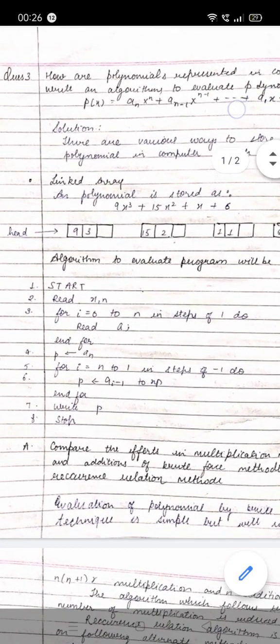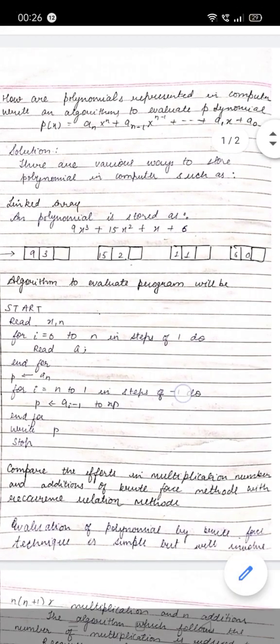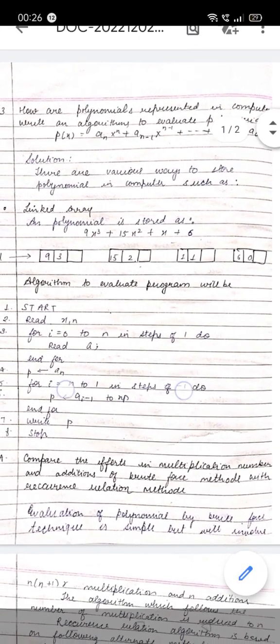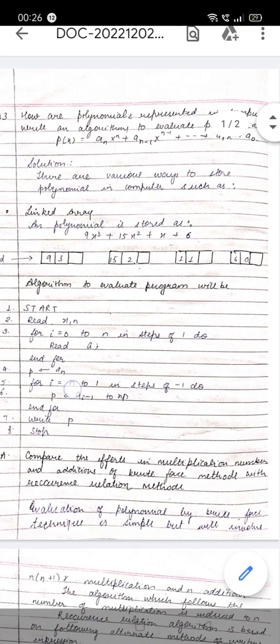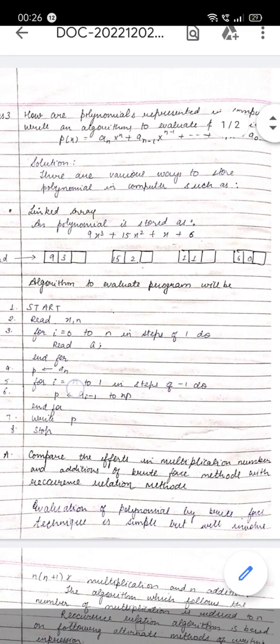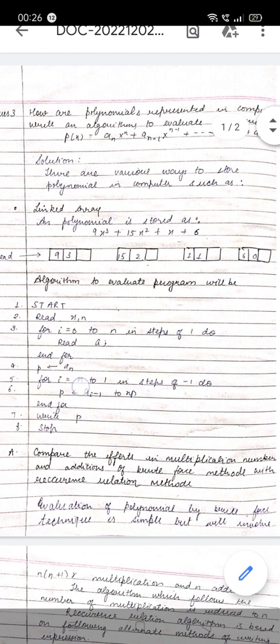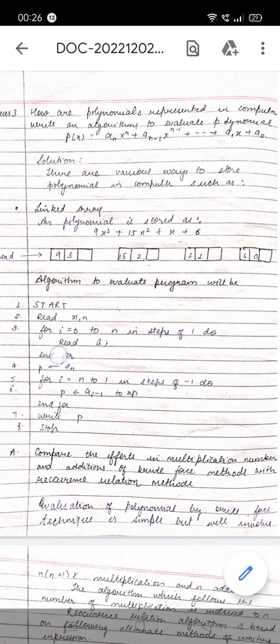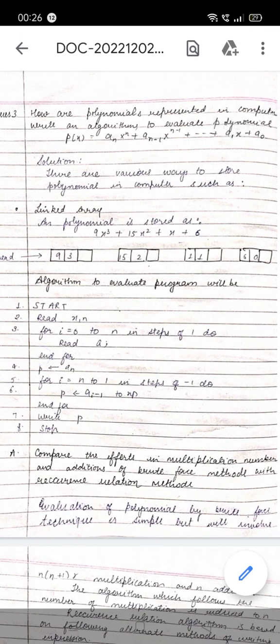So let's start with the solution. There are many ways to store a polynomial in computer, such as a linked list. In this method, our polynomial, or an equation or any kind of polynomial, is stored in a linked list. Let me explain with an example. Suppose we have a polynomial 9x cube plus 15x square plus x plus 6.